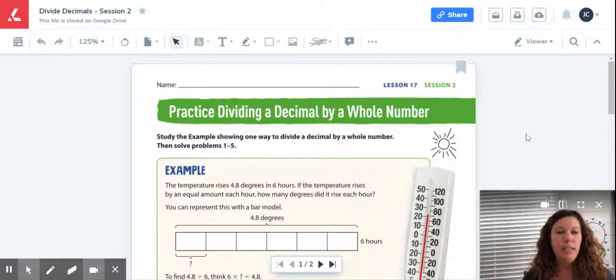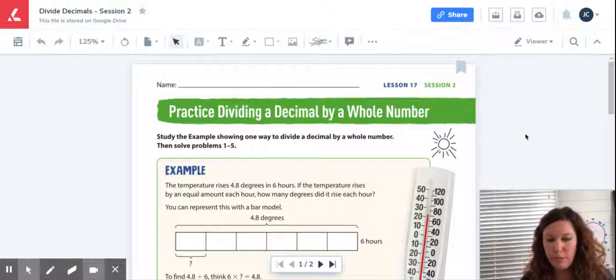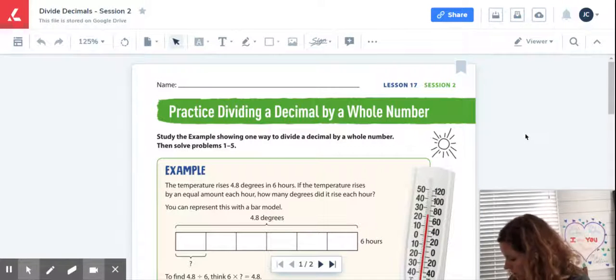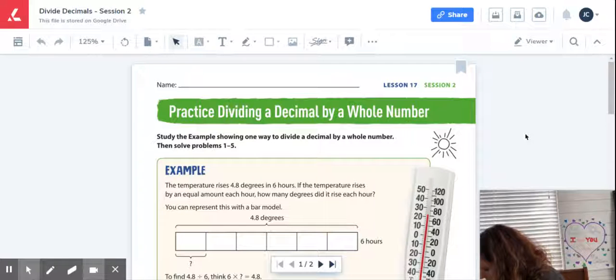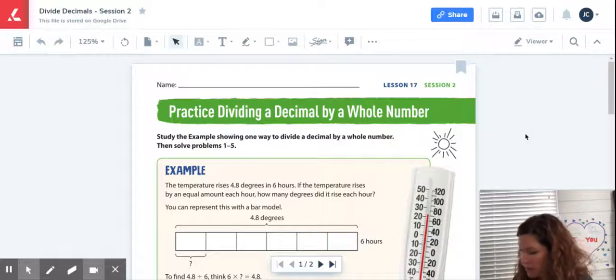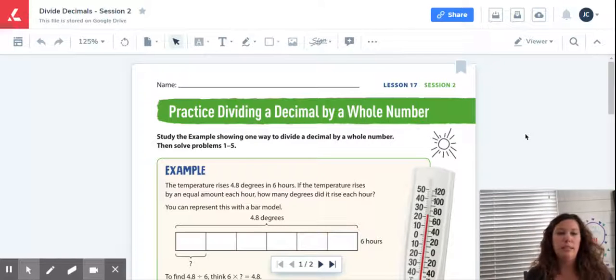So we're practicing dividing a decimal by a whole number. So let's look at what pages these are. 355, let me check. Yep, 355, 356. So let's go ahead and do that together.